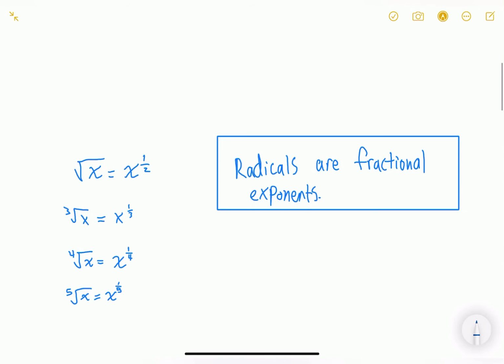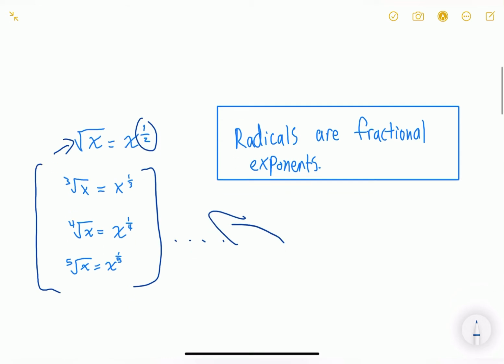So I want to show you guys that radicals are fractional exponents. How? We know that the radical of x is the same thing as x to the power of 1 over 2, and so on and so forth. These are just examples that further explain it. So the third root of x is the same thing as x to the exponent of 1 over 3, and so on and so forth. So now that you have that in mind, let's move on.